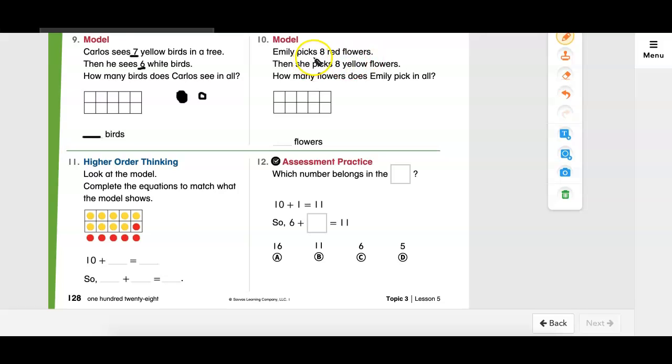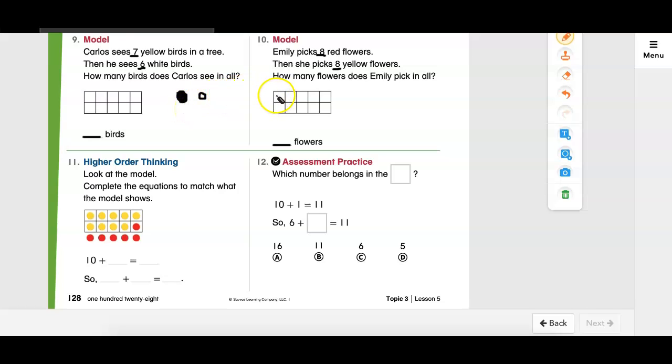On number 10 it says Emily picks 8 red flowers. Then she picks 8 yellow flowers. How many flowers does Emily pick in all? So we want to know the total number of flowers that Emily picked. So again, we are going to use our tens frame, and if you don't have different colors, you can just use our pencil trick that Mrs. Collier was telling you about.